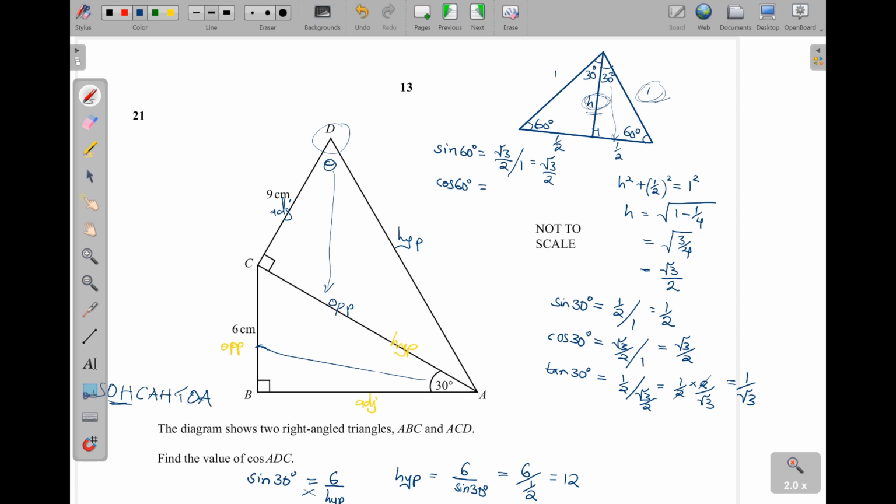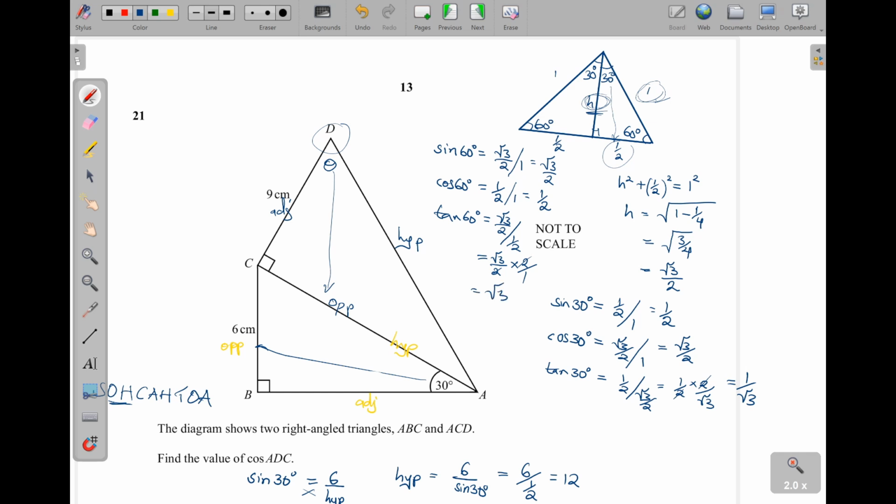Cos of 60 is going to be adjacent over hypotenuse. So adjacent is a half, and hypotenuse is 1, so it is a half. And then tan of 60 degrees is equal to the opposite, which is this h here, root 3 over 2, divided by adjacent, which is a half. So this is the same as saying root 3 over 2 times 2 over 1. So this one goes, and then you have it as root 3.